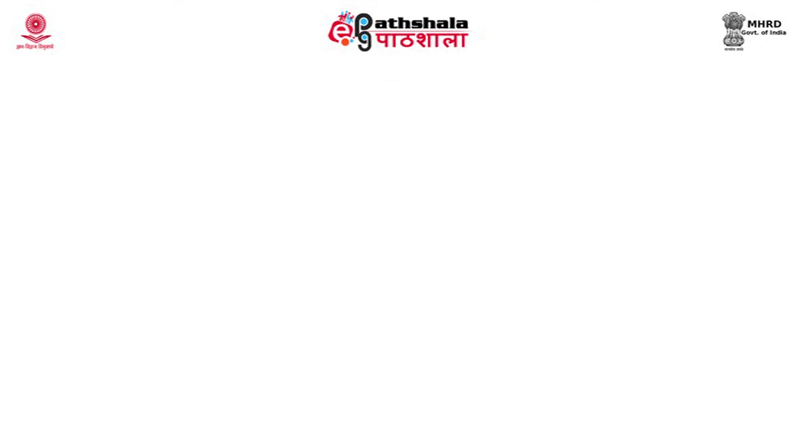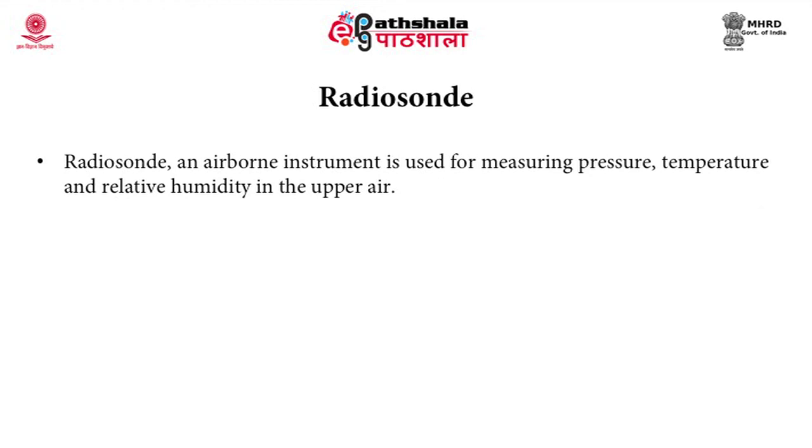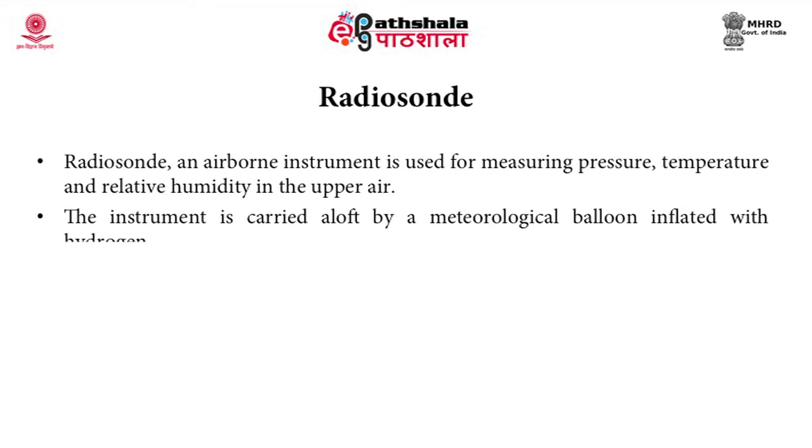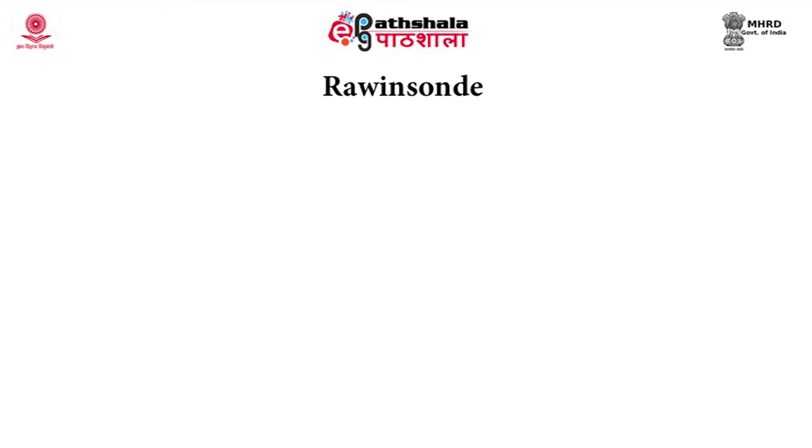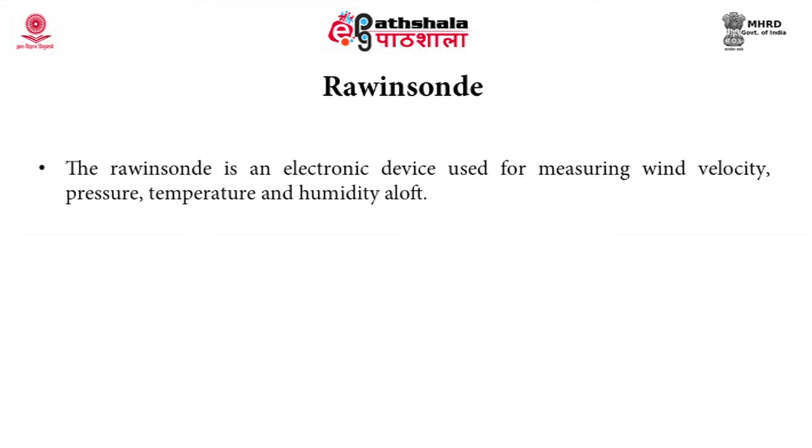Next is the radiosonde, which is an airborne instrument that is used for measuring pressure, temperature and relative humidity in the upper air. The instrument is carried aloft by a meteorological balloon inflated with hydrogen. The radiosonde has a built-in high-frequency transmitter that transmits data from the radiosonde meter, which is recorded on the ground by a specially designed radiosonde receiver. The next airborne instrument is the Ravensonde, which is an electronic device used for measuring wind velocity, pressure, temperature and humidity aloft. It is also attached to a balloon as it rises through the atmosphere.